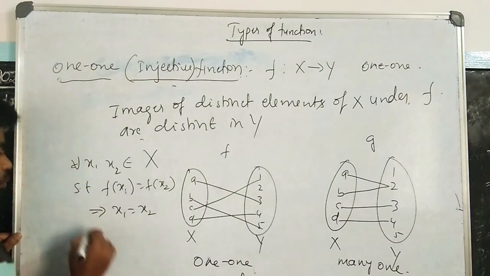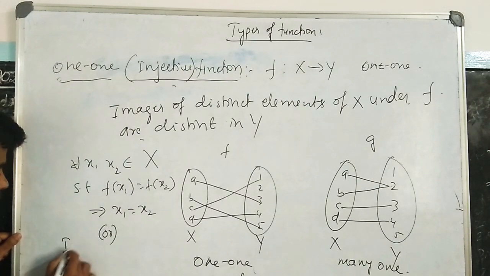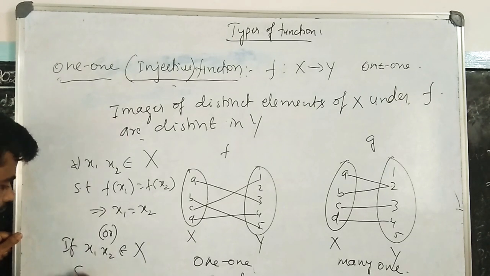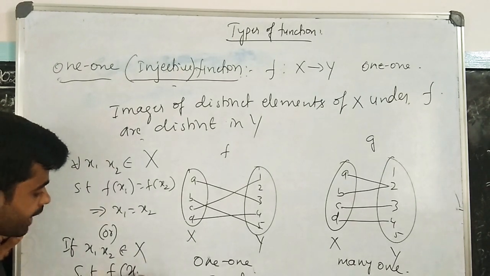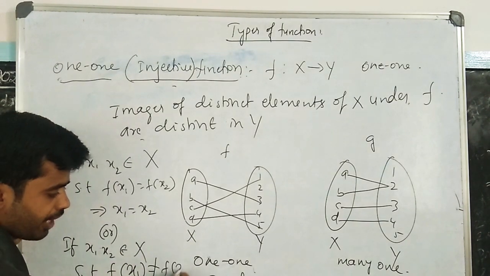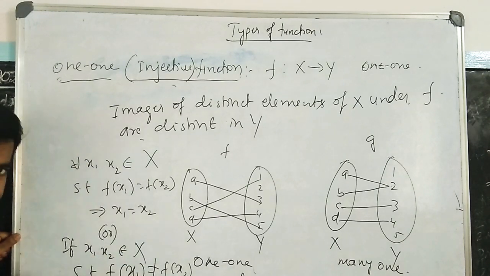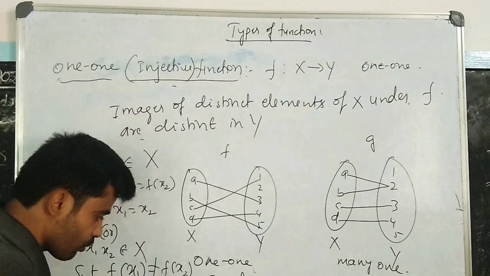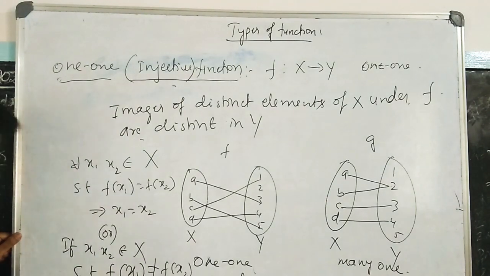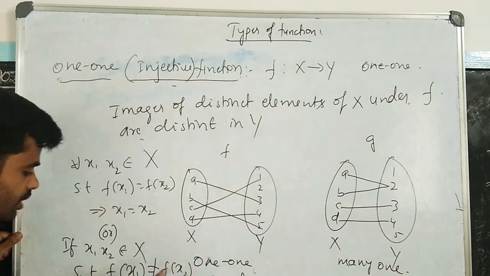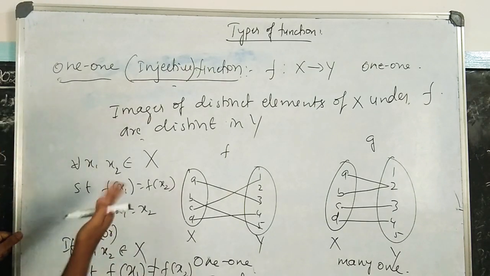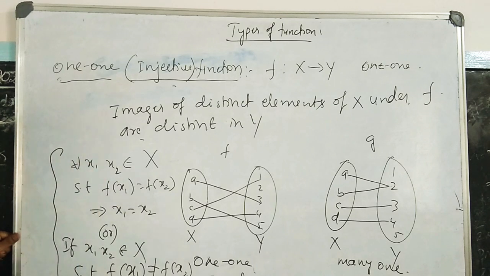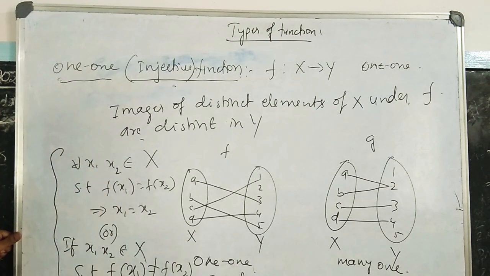Otherwise, one more type we can define. If x1, x2 in the domain such that f of x1 is not equal to f of x2, meaning their images are not equal, then we can say in another way x1 is also not equal to x2. If their images are not equal in Y, then their pre-images are also not equal in X. This is a mathematical way to define the one-one function.